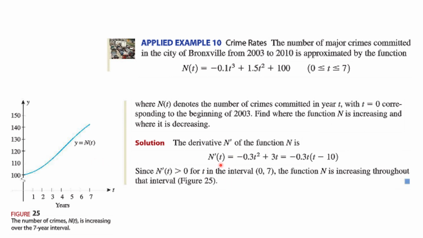Well, when you do this, what will happen is you'll take the derivative. That's always continuous. And when you look at this, you can tell that it's bigger than 0 every place in this interval. So this function N is increasing throughout the entire interval. Unfortunately, crime is always increasing, it seems.